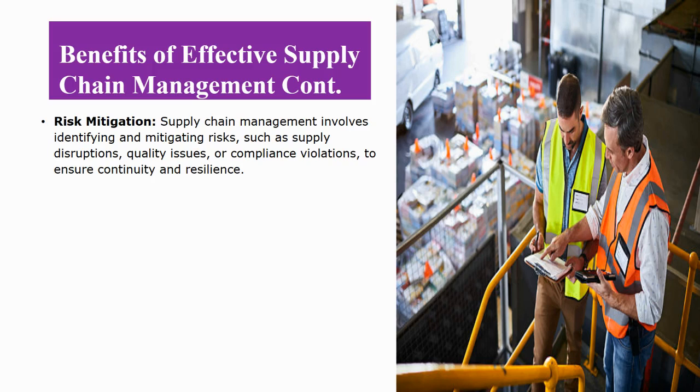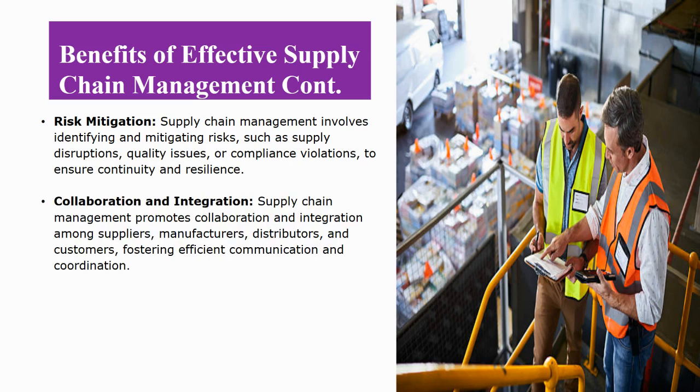So supply chain management involves identifying and managing risks. Okay, we can look at risks of supply disruptions. We can look at quality issues. Of course, there are quality issues. We can look at compliance violations, complying with legal standards and all that. We can also look at continuity and resilience. So with supply chain management, we can manage these critical risks when it comes to a supply chain.